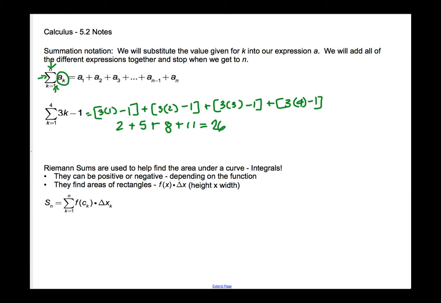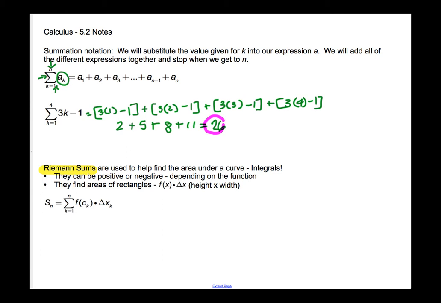Well, a Riemann sum, which is this guy right here, is used to help find the area under the curve, which is what an integral is. It's an area under the curve. They can be positive or negative depending on the function. So for our particular problem, the answer we got was a positive answer. You could just as easily get a negative answer, and that's okay.